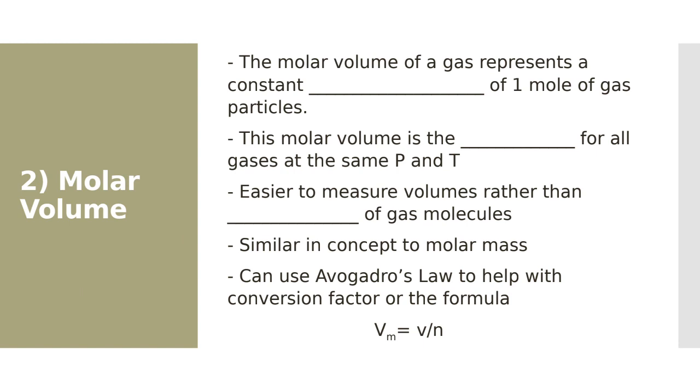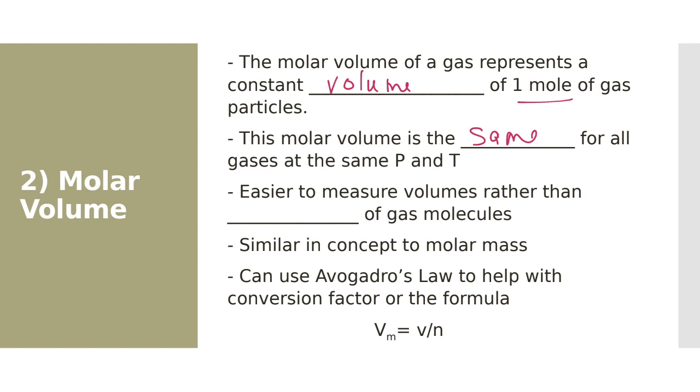The second commonly used relationship in gases is this concept called molar volume. The molar volume of a gas represents a constant volume of 1 mole of gas particles. Very similar to molar mass, where molar mass was a constant mass based on 1 mole of gas particles, or any kind of particle, it didn't matter. Molar volume is the same for all gases at the same pressure and temperature.